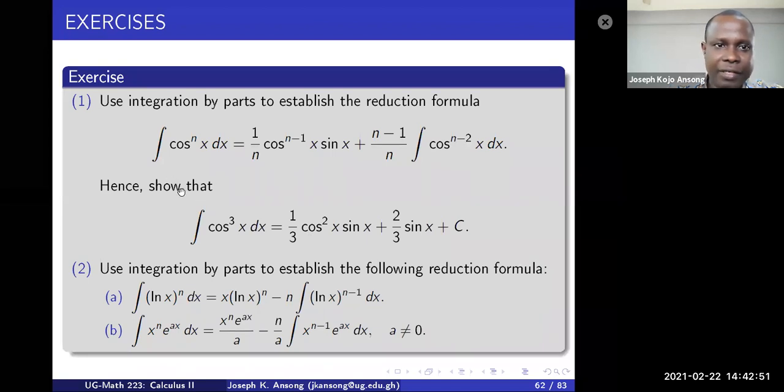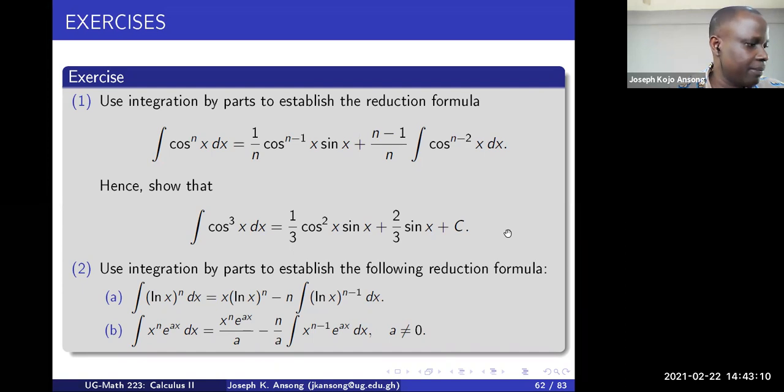If you don't have any exercises, you can try to establish that the integral of cosine to the n x dx is equal to this formula. Hence, you can show this. You could also try to use integration by parts to establish these ones. So you can try these and see if you can establish them.